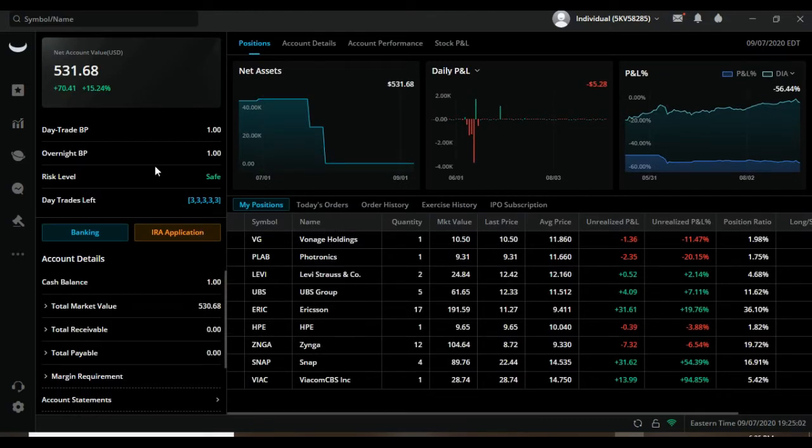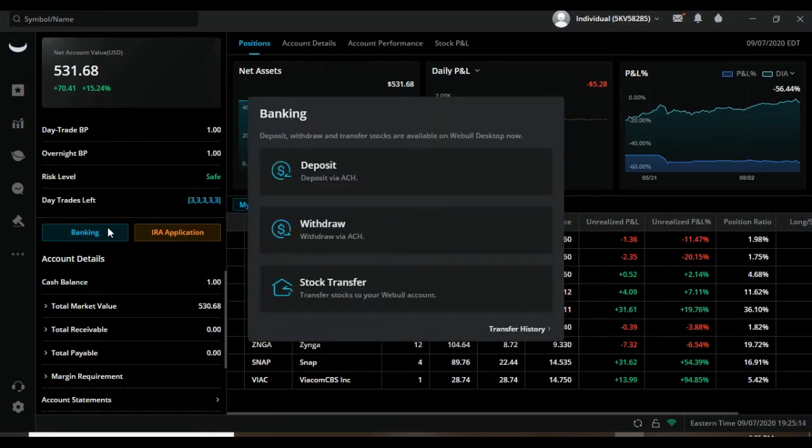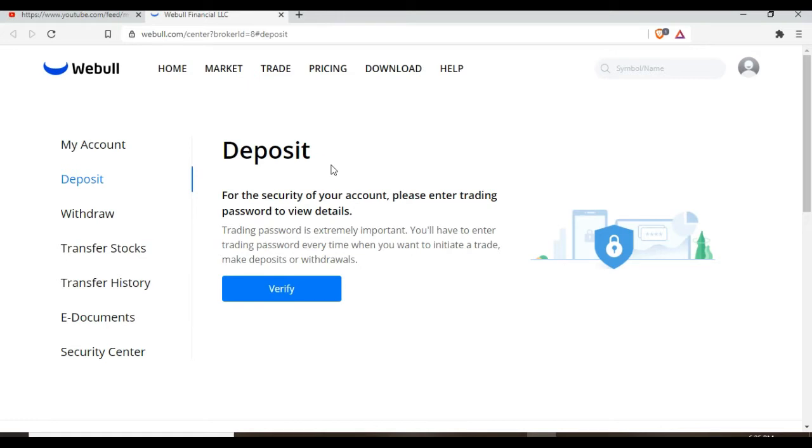As you can see here, it gives you your total account value and so forth, your risk level, day trades, all that good stuff. But from a funding standpoint, once you're on this account here, you will click on the banking tab, okay? On the banking tab, you have the ability to deposit, withdraw, or do a stock transfer if you want to transfer funds into or out of your Webull account. So you go over to your deposit tab. It immediately opens up a deposit option on the website, and there is where you will actually initiate the deposit.